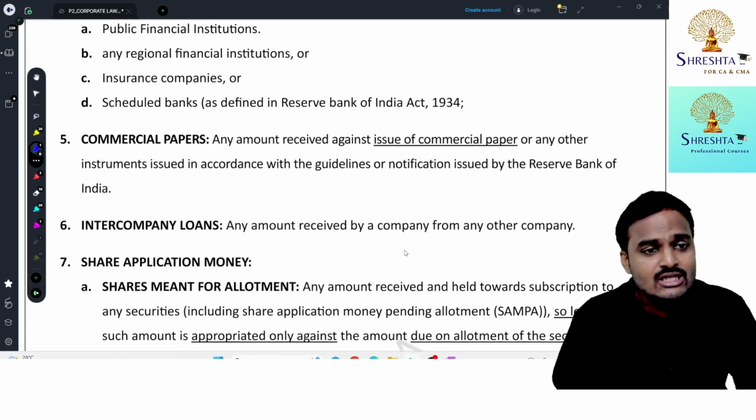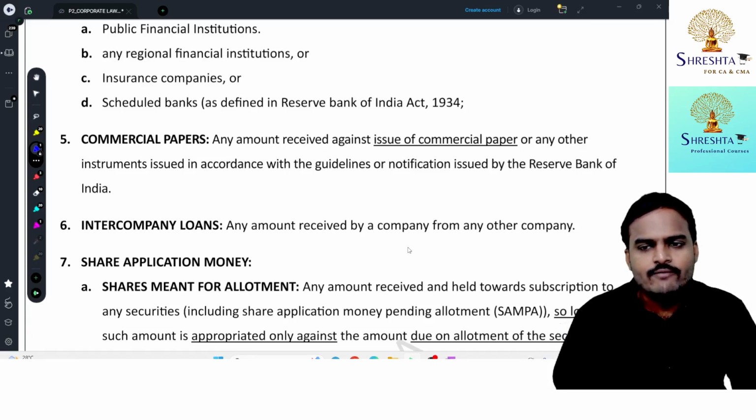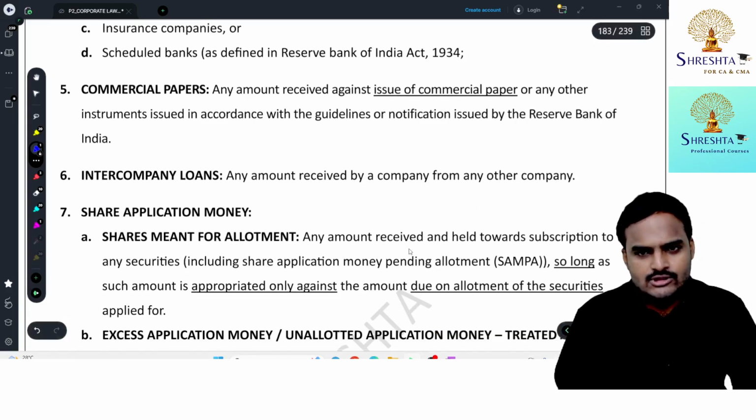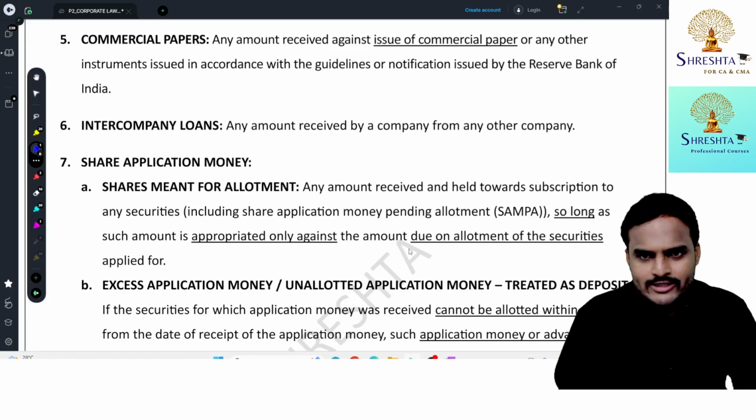Amounts received against issue of commercial paper. Commercial paper is nothing but short-term promissory notes. Commercial paper is already excluded from the definition of debenture. So many think that commercial paper comes under deposit, but it was clearly notified that amounts received against issue of commercial papers are not treated as deposit. Next one, intercompany loans, not a deposit.